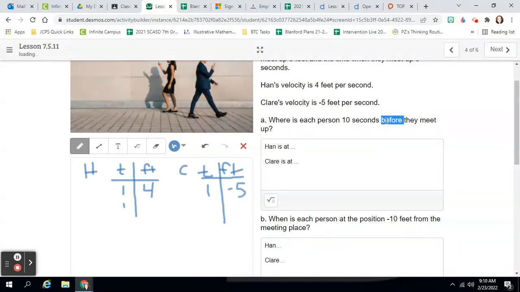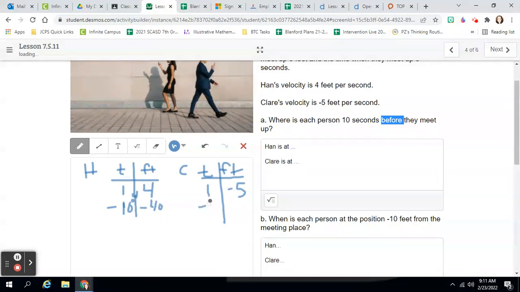So they're saying 10 seconds before they meet. So if the time is -10, right, that's before. So I'm thinking Claire is going to be over here, right? That's before they've met up. Han is going to be over here. So I know he's actually in the negatives, right? And for each second, he's 4 feet. So -10, right? And then I know to get here, I have to do times 4. So that means he's at -40 feet.